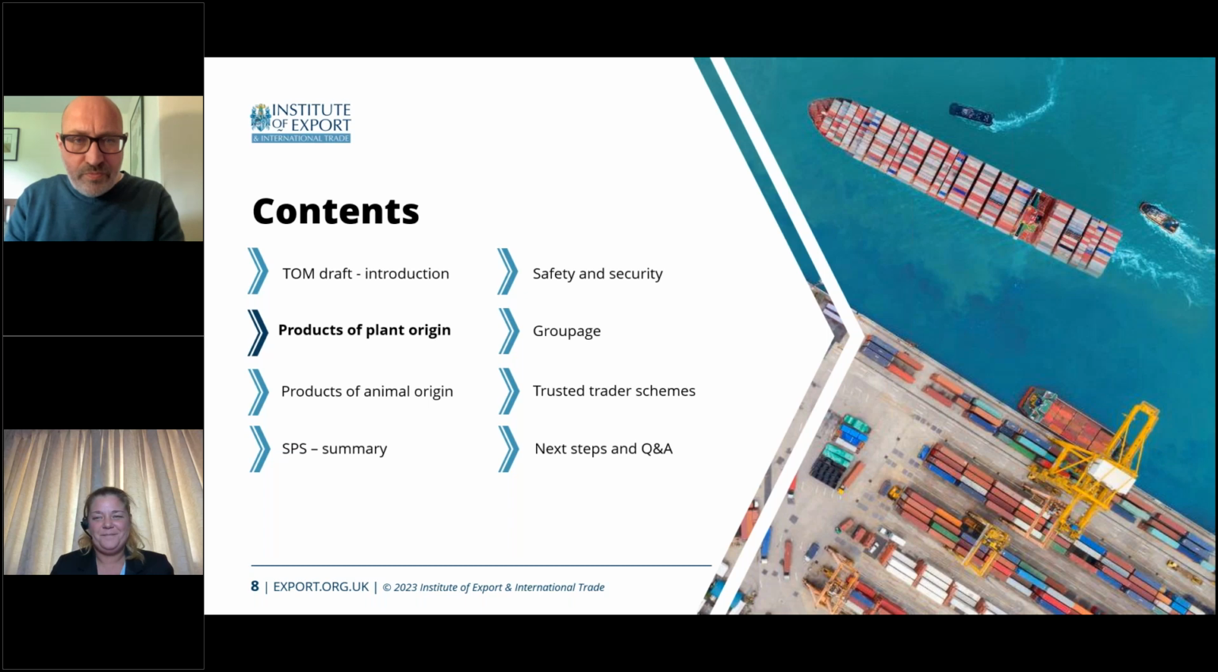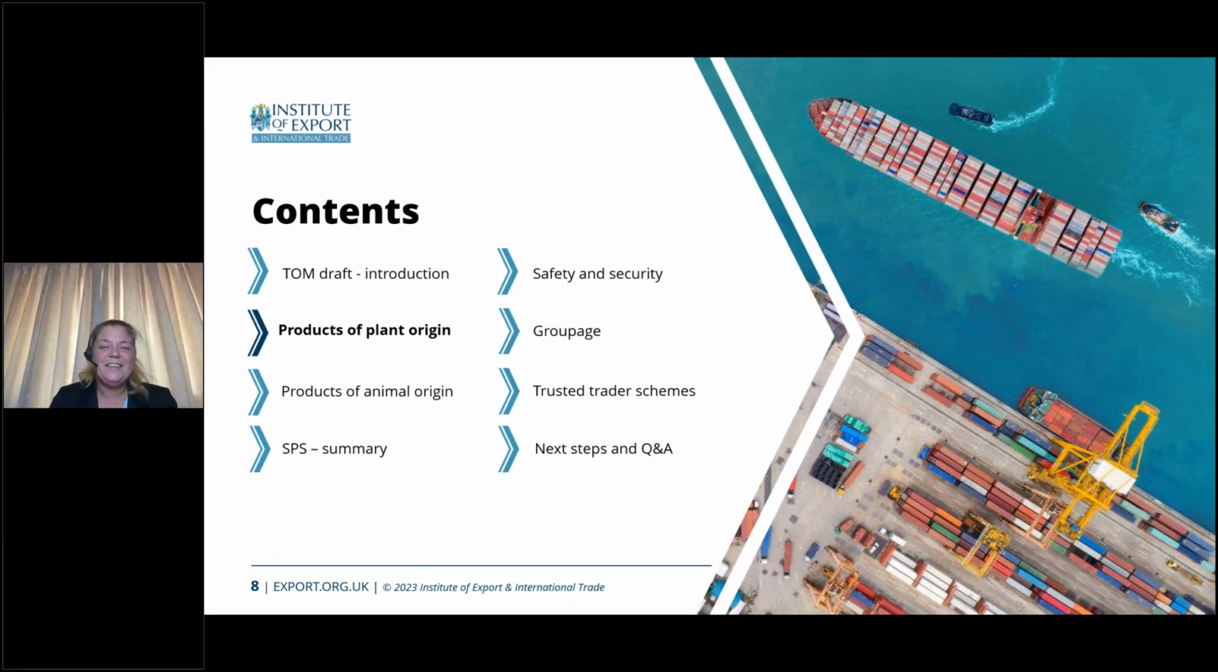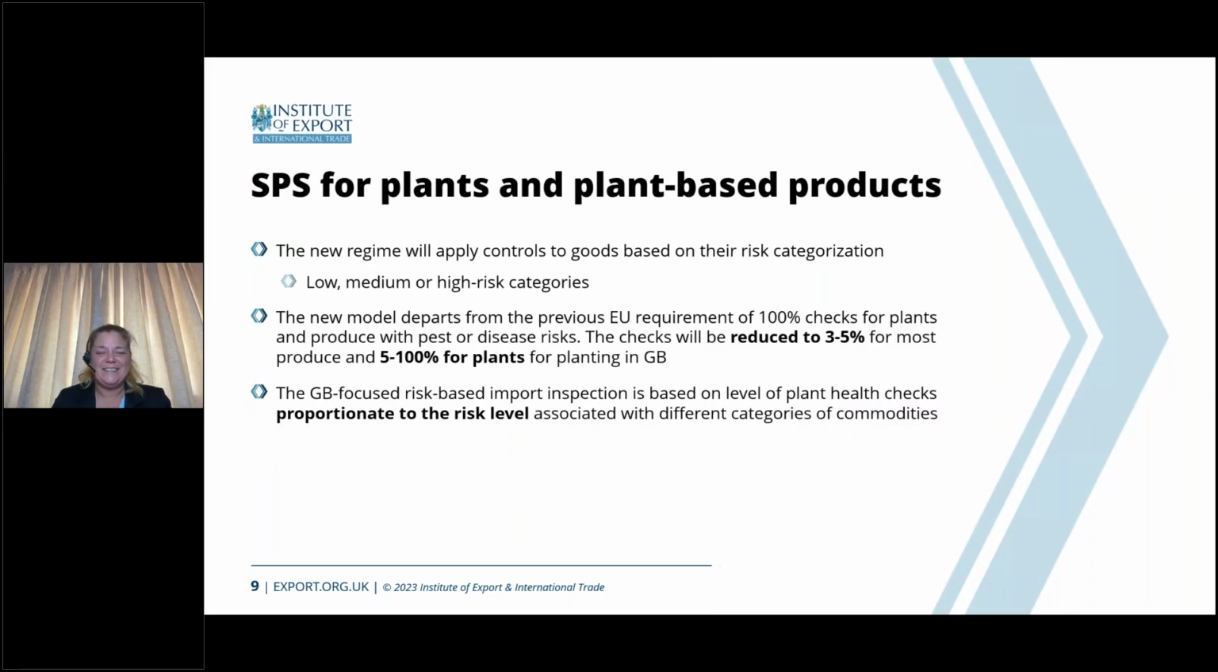Thank you very much, Richard. So if I could have the next slide, please. Thank you. So we're going to look specifically at the plants or the phytosanitary side first, and then we'll cover the animal health. As you're aware, there has been some new legislation published by DEFRA, which shows the low, medium and high risk categories. This is part of the new TOM, and this is just for the EU, as Kevin mentioned earlier. It's not currently applicable to the rest of the world. That information will be published later on.